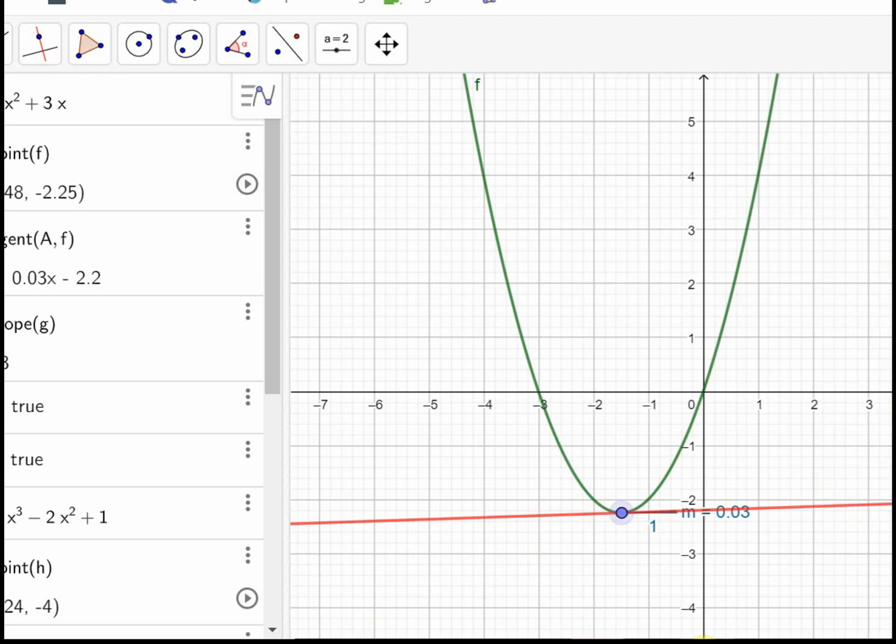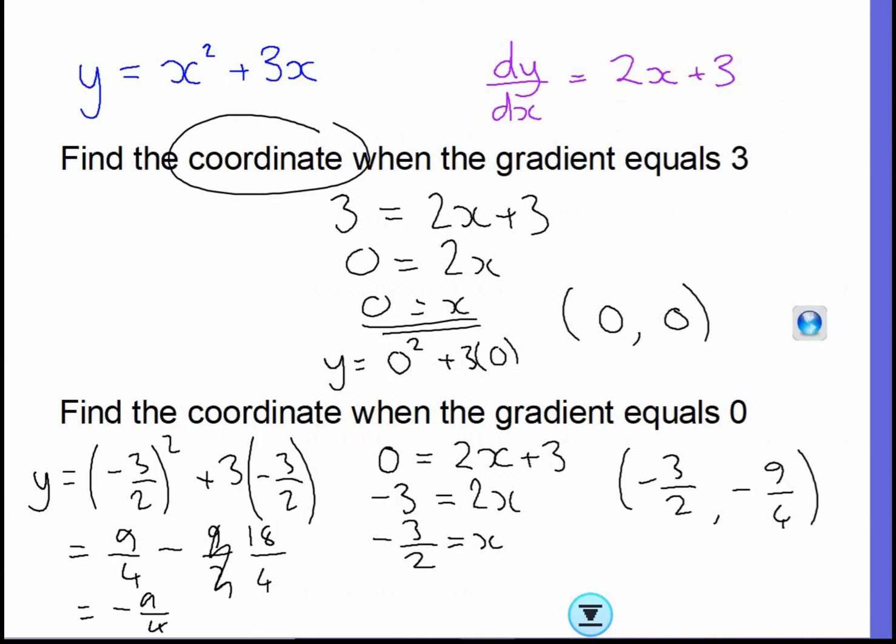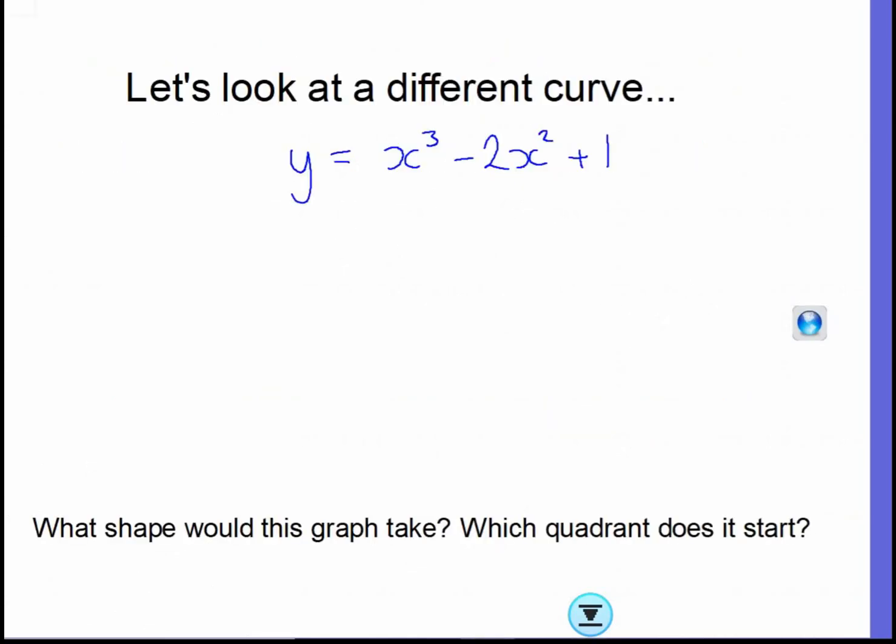So minus 3 over 2, minus 1.5, and 9 quarters is minus 2 and 1 quarter. Bang on. Perfect. Okay. Now, let's have a look at this one. More difficult curve. So, pause it. What does this curve look like?